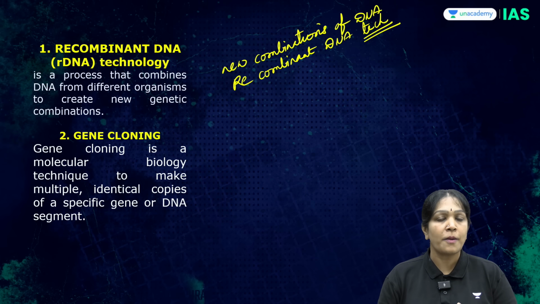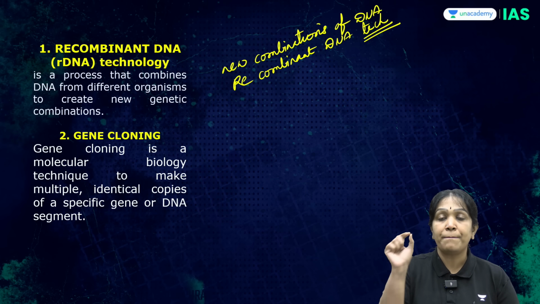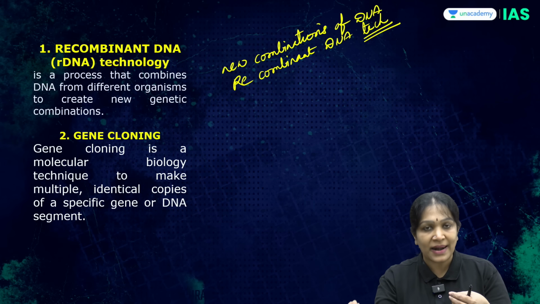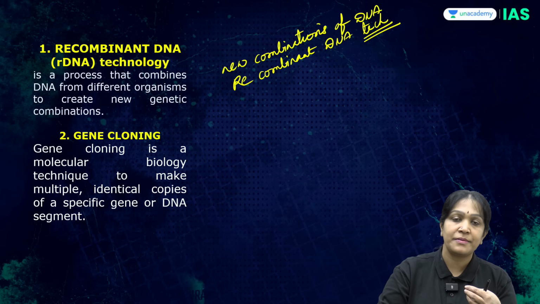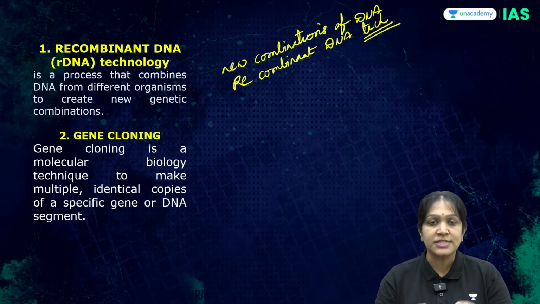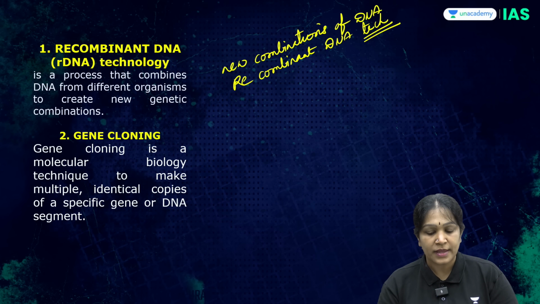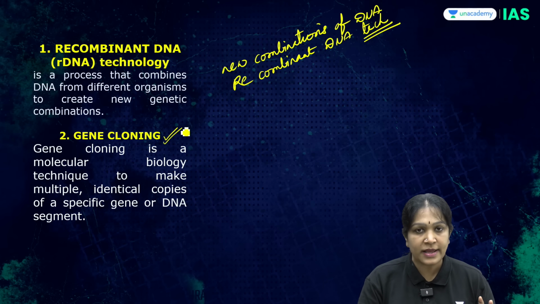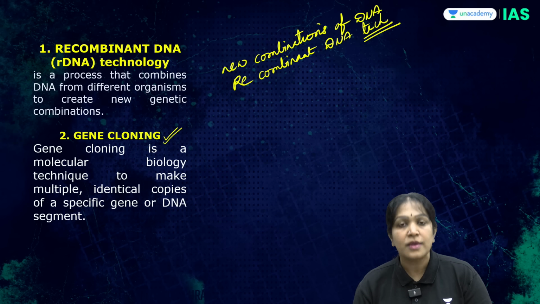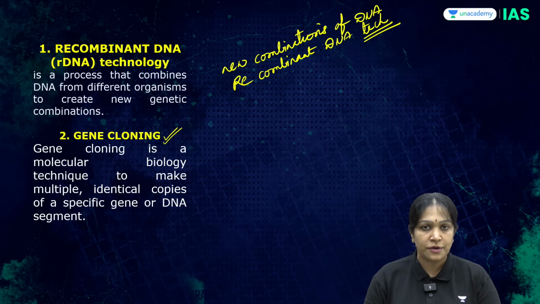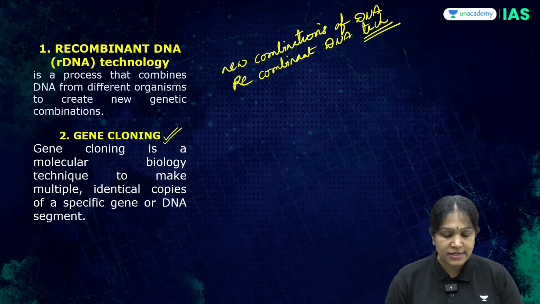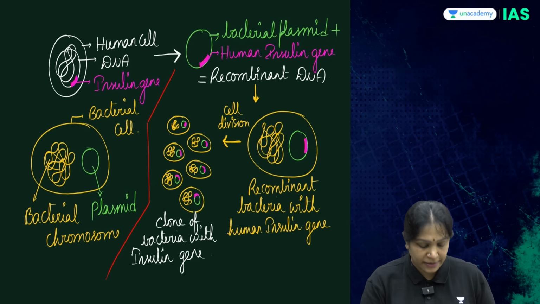Then what do you mean by new combinations of DNA? For example, a bacterial gene in a plant DNA or a bacterial gene in an animal DNA. This kind of combinations we create in this technology. Therefore, it is called recombinant DNA technology. And gene cloning is also a part of the recombinant DNA technology. In gene cloning also, we will create new combinations of DNA. Let us try to understand what is recombinant DNA technology and gene cloning with the help of this diagram.